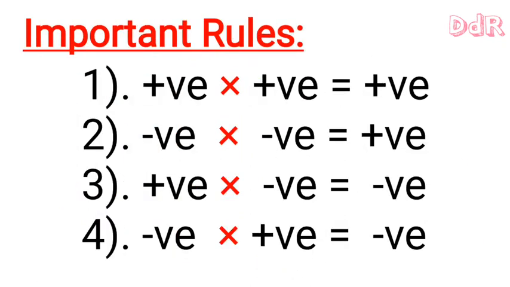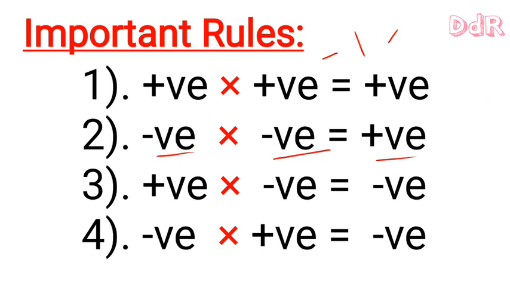Before learning the factorization method, let us revise some important rules. The first one is positive term into positive term is equal to positive. For example, 2 is positive into 3 is positive, so it is equal to 6. So 6 is also positive. The product of two positive numbers is always positive. Next, the second rule: negative term into negative term is equal to positive. For example, minus 1 is a negative term into minus 3, also a negative term. So the product of two negative terms is always positive.